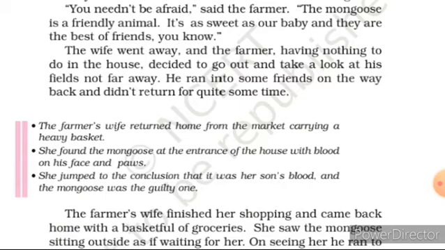Look at the next sentence, children. The farmer's wife returned home from the market carrying a heavy basket. She found the mongoose at the entrance of the house with blood on his face and paws. She jumped to the conclusion that it was her son's blood and the mongoose was the guilty one. Now repeat along with me, children.